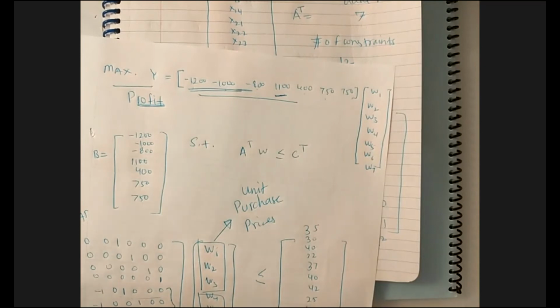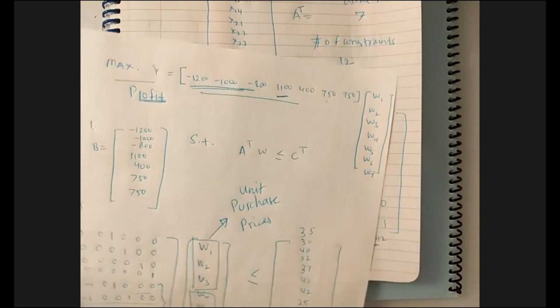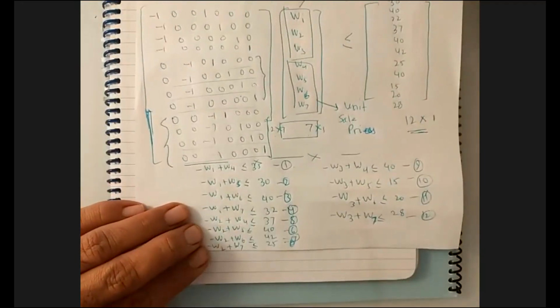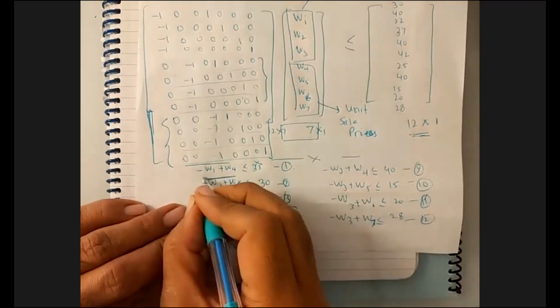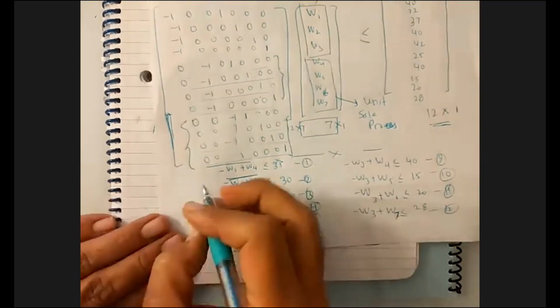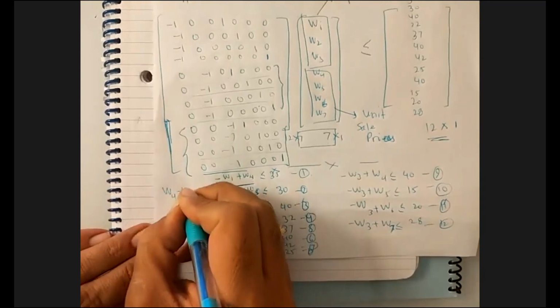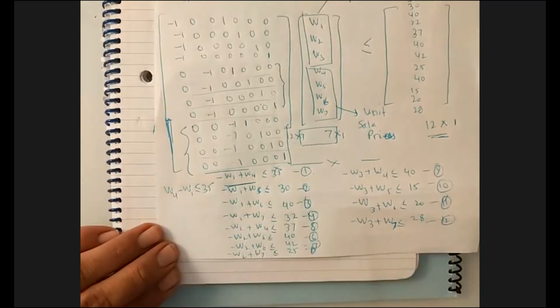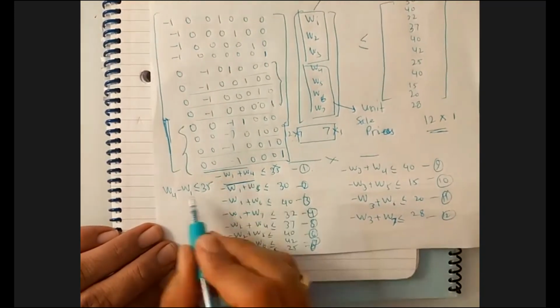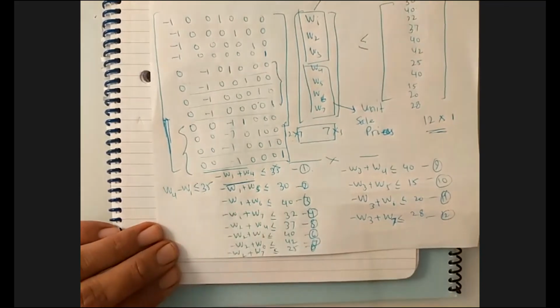How much profit can you make? And you want to maximize that profit. And so what do the constraints mean? This is the next one. The thing about the constraint is that negative W1 plus W4, or you can write that as essentially W4 minus W1, right? And I want that to be less than or equal to 35. So I'm rewriting the first constraint. W4 minus W1 is less than or equal to 35.